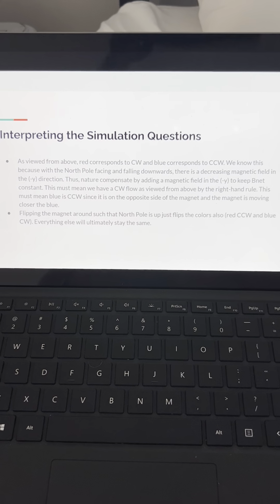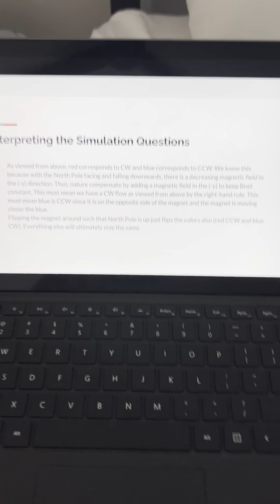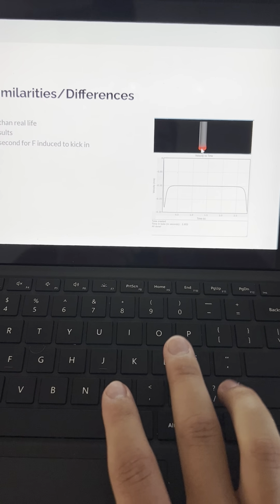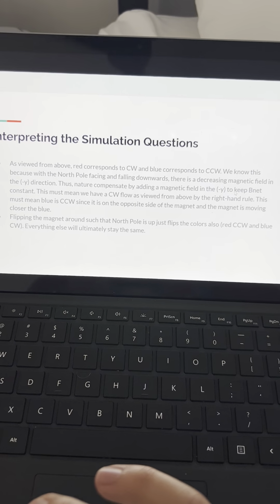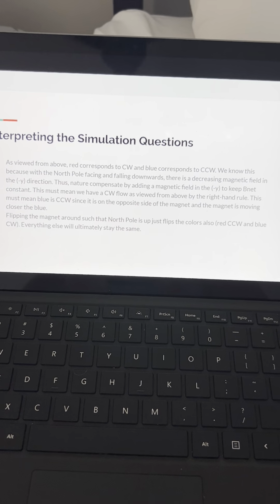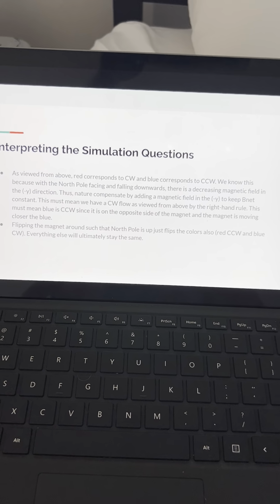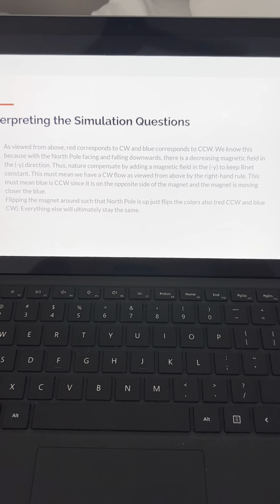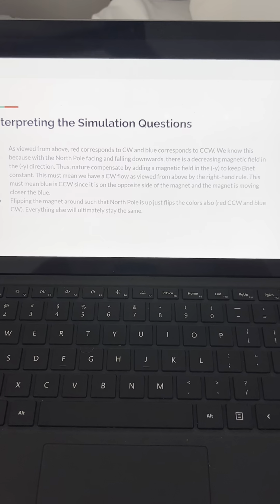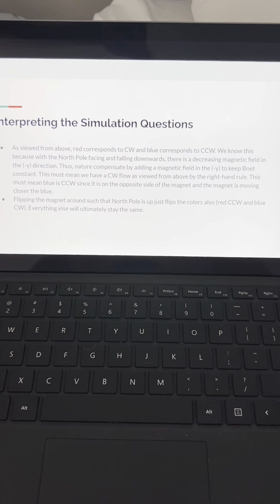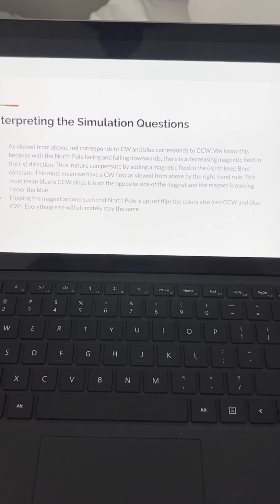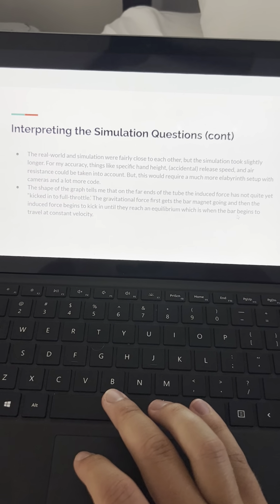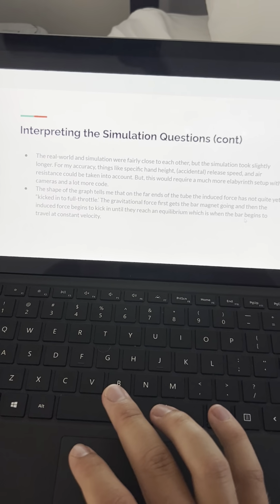So as viewed from above, the red parts, which you can see right here, and there would have been blue underneath it. The red corresponds to a counterclockwise current, and the blue corresponds to a clockwise current, with the North Pole facing down, viewing from above. This is because of Faraday's and Lenz's law. You can look at the detailed explanation right there. If we were to flip the North Pole up and the South Pole down, it would just flip the directions of the currents, but everything else would ultimately be the same.